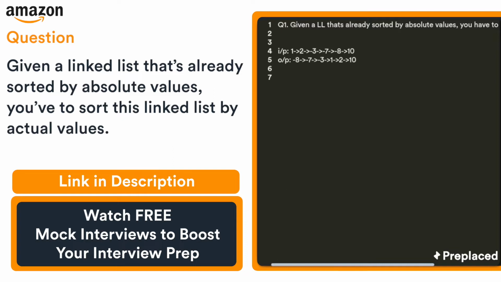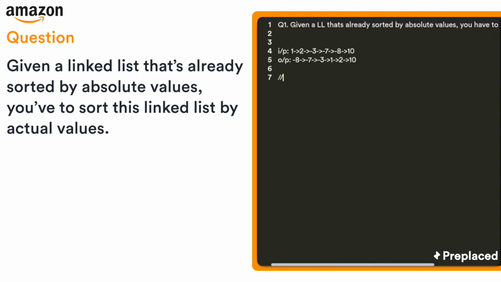Suppose in my initial solution, I'll be using a dynamic list, an array list, and I'll put all the elements into the array list, and then simply sort them, and then again form a linked list. That will cost O(n) space. Also, if I'm using any kind of sorting algorithm, suppose merge sort, my time complexity will be n log n.